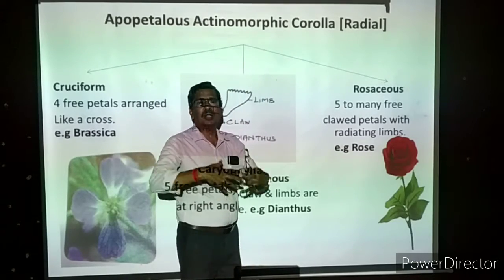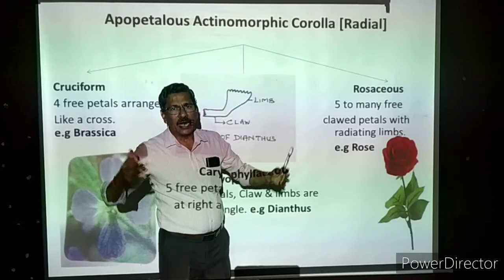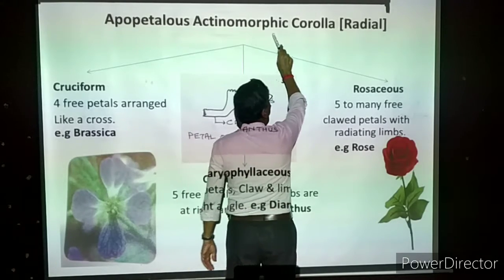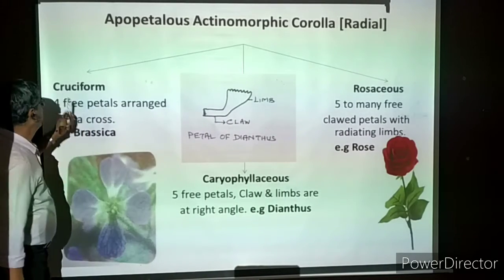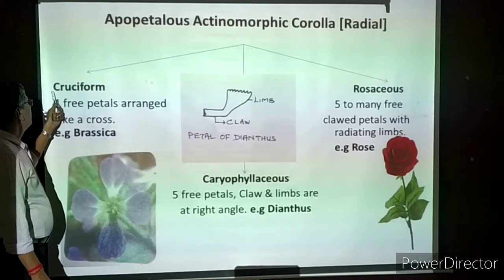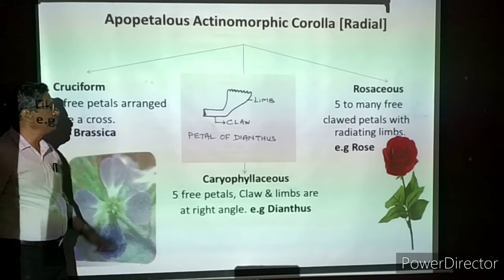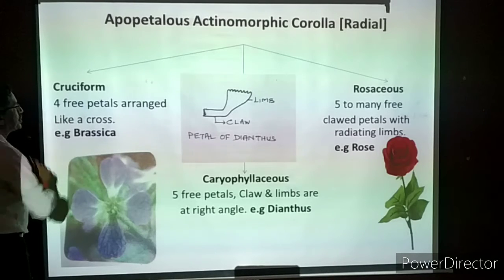Apopetalous corolla means petals are free. Actinomorphic corolla means all the petals are similar in size and arranged in the form of a proper circle. That is radial symmetry. In that, we are going to see the types of apopetalous actinomorphic corolla. What are they? The first one is cruciform, C-R-U-C-I, cruciform.